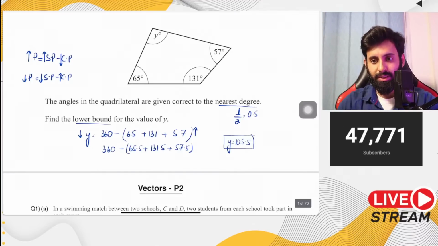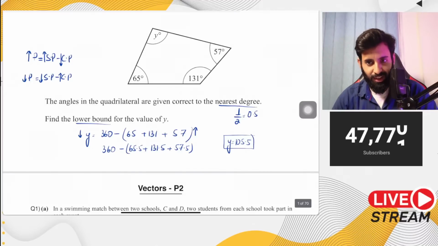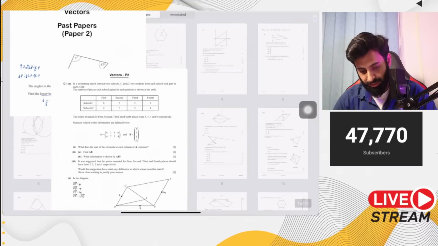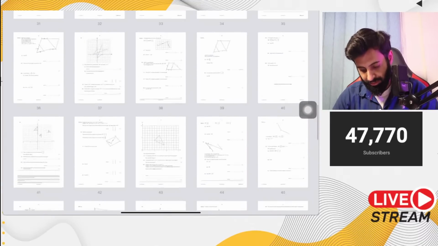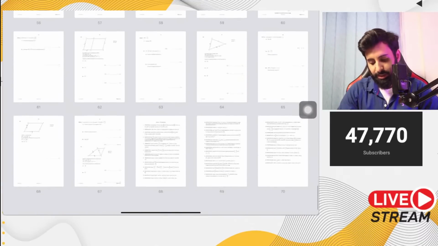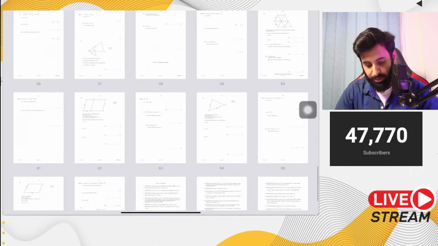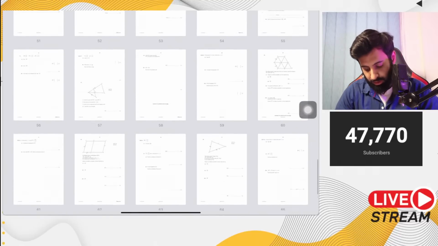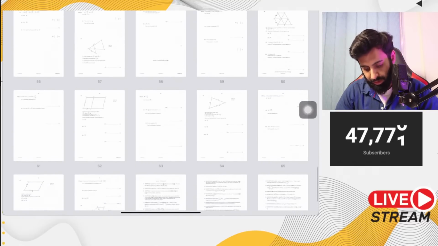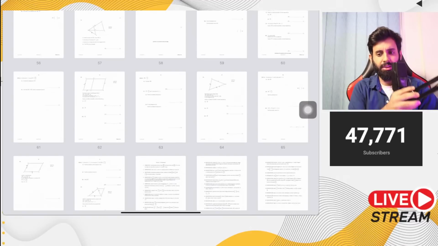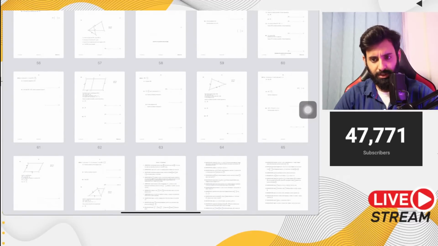Okay, so let's start. Here we go. So today we're doing vectors. I've uploaded this PDF. Go ahead, download it, and I'm going to be going over the past paper questions only. I've singled out a few past paper questions which I'm going to solve. We'll start easy, and then gradually we'll increase the difficulty level.